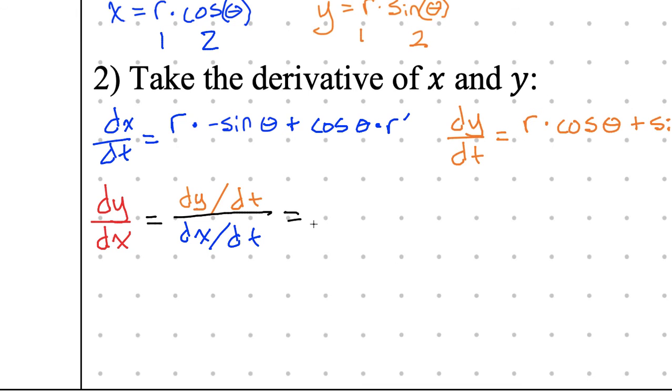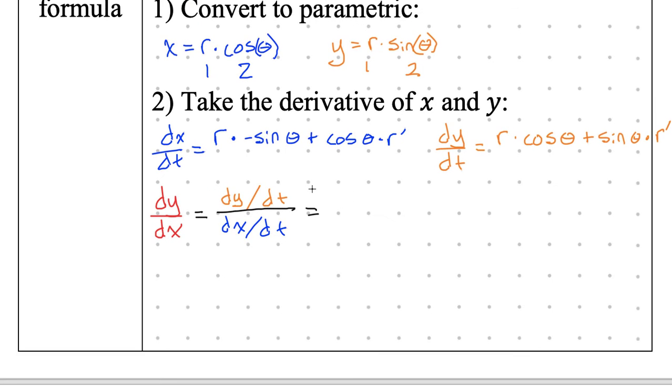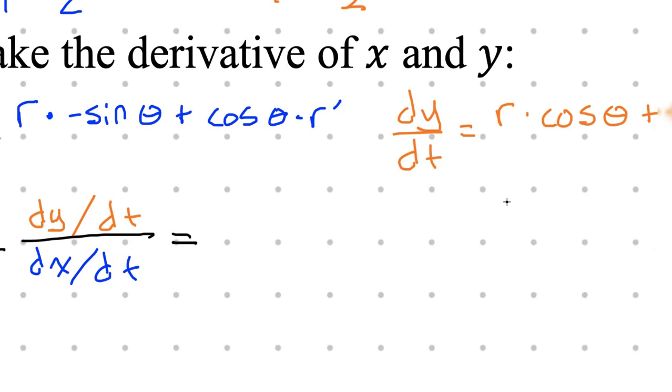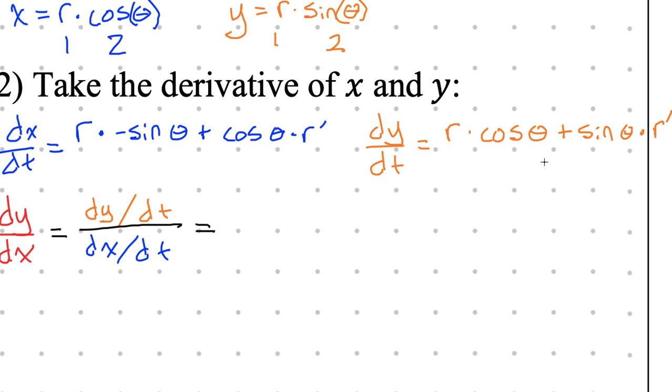And then we just kind of rewrite these things. So I'm going to write it a little bit neater instead of copy pasting it. So our dy/dt, all I'm going to do is put that r prime in front of the sine, and that's all I'm going to change. So if I'm rewriting, this is going to be r cosine of theta plus r prime sine of theta.